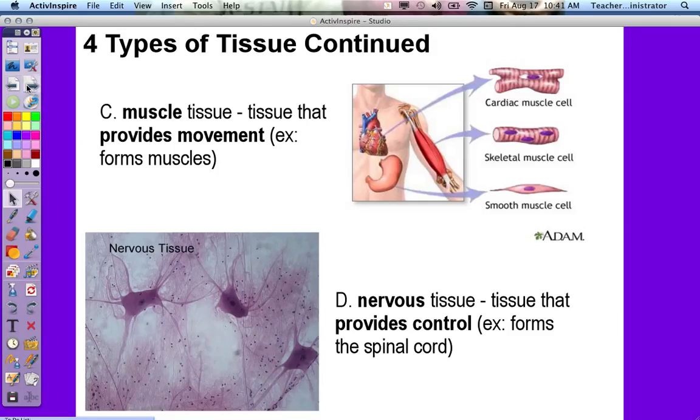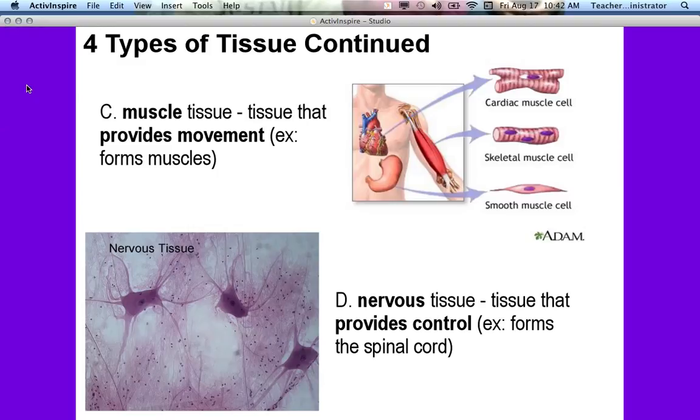The last 2 tissues are a little bit more straightforward, as the name is kind of indicating what it does. So muscle tissue is tissue that provides movement, because of course we use our muscles to move. So you would find muscle tissue in your muscles. And nervous tissue is tissue that provides control. So it's going to form your brain and your spinal cord and your nerves and allow you to control your body and its functions.